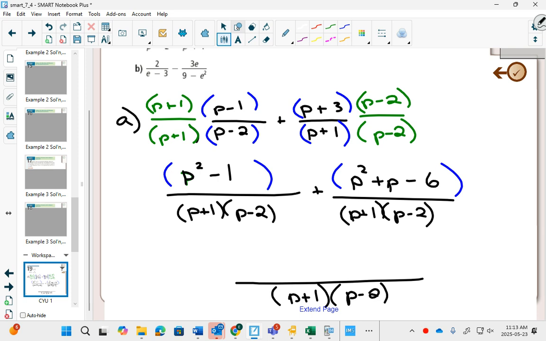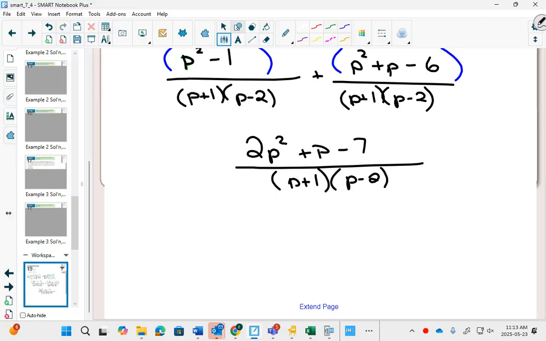And on the top, do I have like terms? Yes, p squared plus p squared would be 2p squared. I just have the single p, no like terms with that, but the minus 1 and the minus 6 would be minus 7. Now, we might be able to factor the top and simplify it. So you need to check the top if you can factor it. And in this case, how quickly can you tell that the top can't be factored?